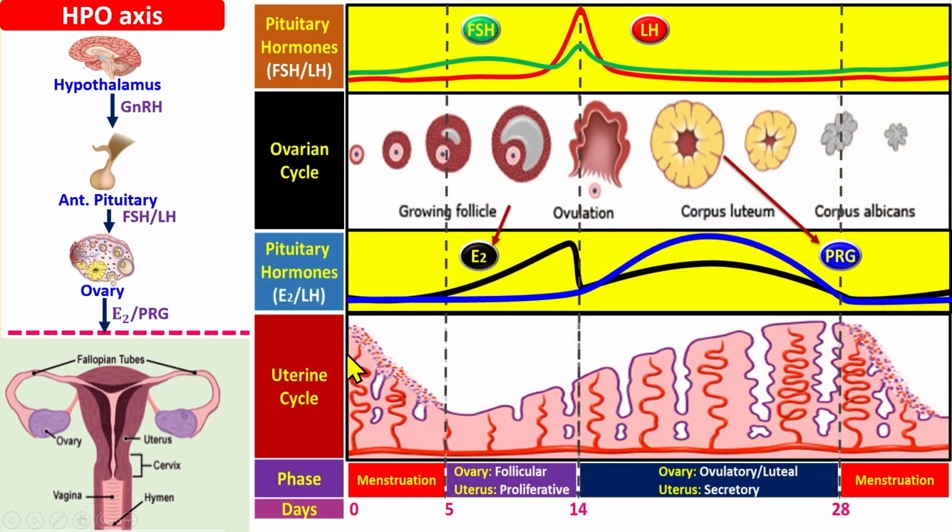Here you can see the endometrium, which is growing by the action of this HPO axis. After each month there is shedding of the endometrial layers, so that's why there is bleeding. So this was the HPO axis.